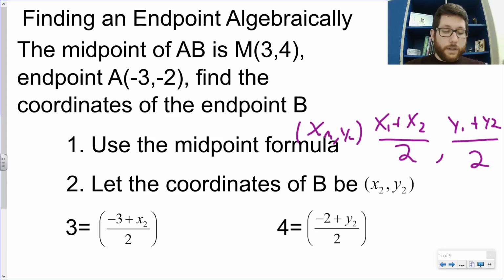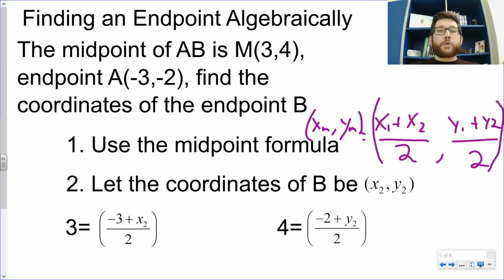That is tough to read. Let me see if I can clean that up a little bit. X sub m, m for midpoint, y sub m. And again, not great, but you get the idea. The main point here is we take two endpoints, we plug them into the midpoint formula, and it spits out a midpoint.